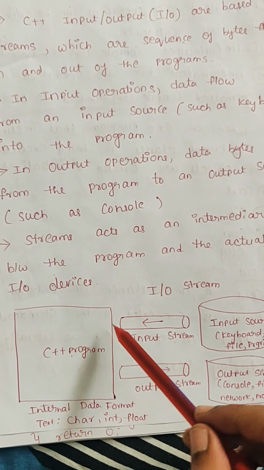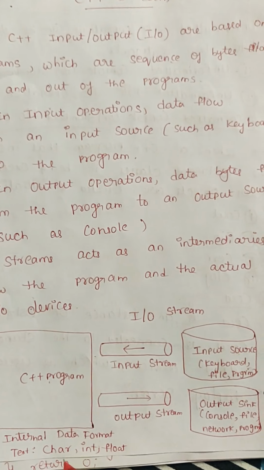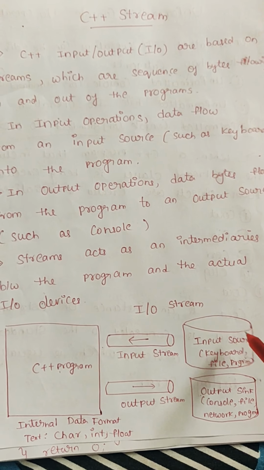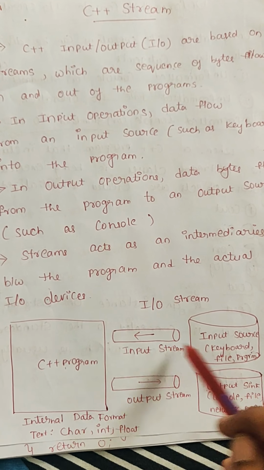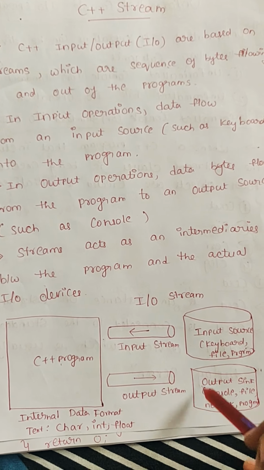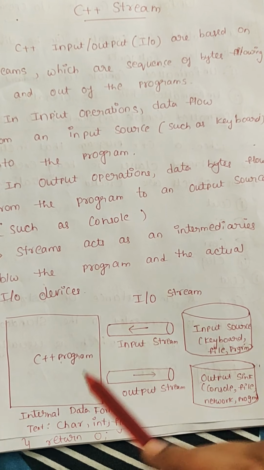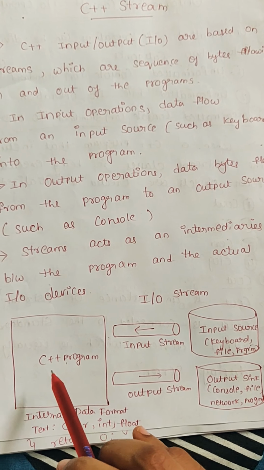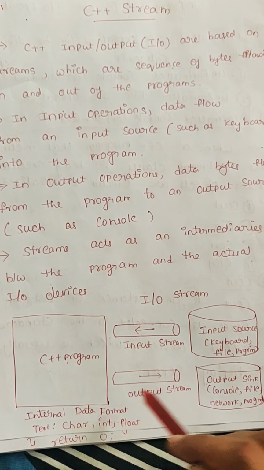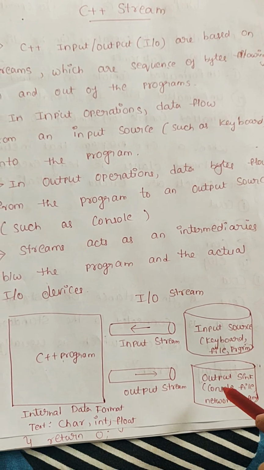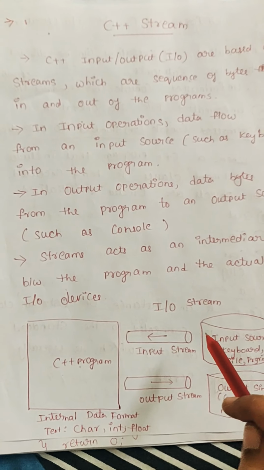In a C++ program, the internal data format is character, integer, float. Input flows from the keyboard, a file, and so on; this is the input stream. Output can be displayed on the console or a file. So data flows into the program and outside of the program. The outside of the stream is simply the console, that is the display screen, a file, a network, another program, etc.